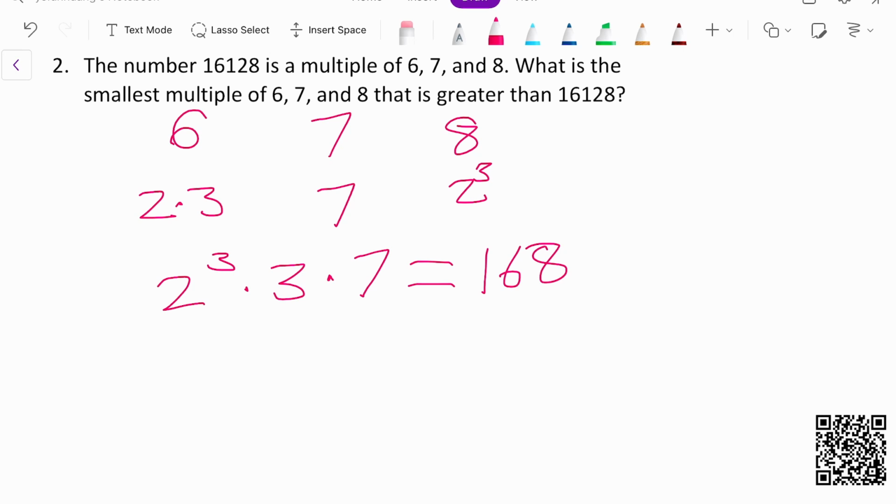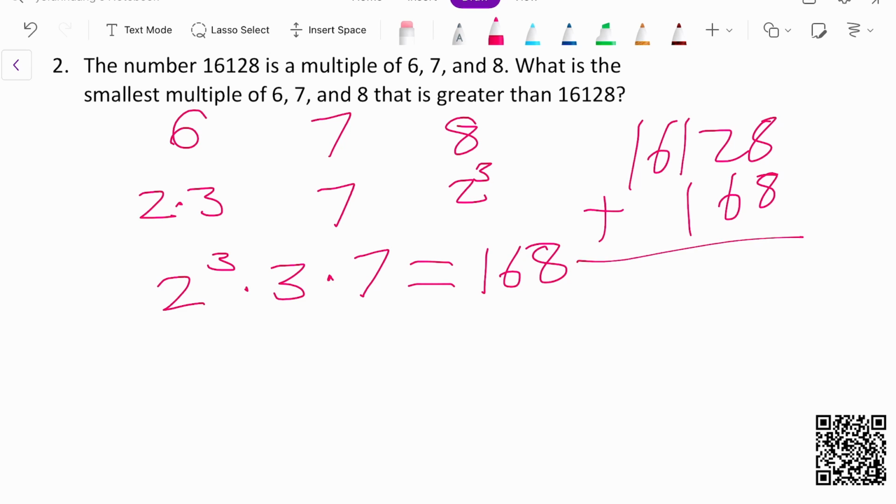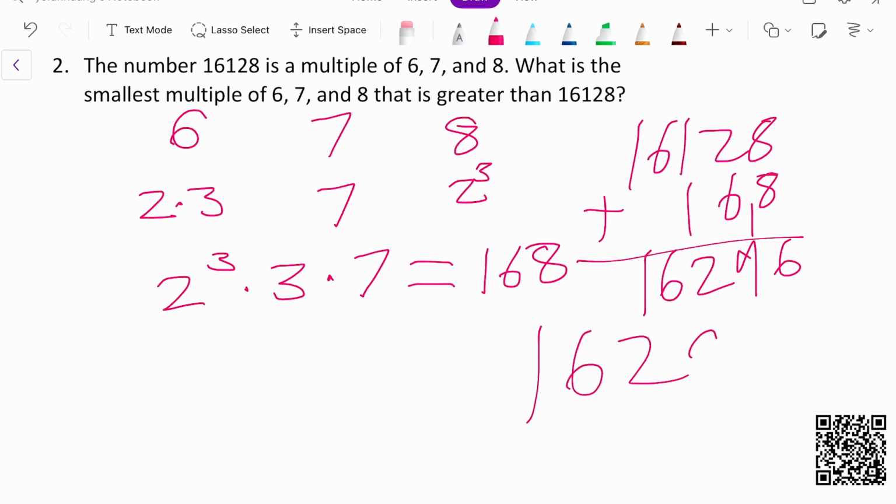So now you just add 168 onto 16128 to get your final number, because this is basically adding it onto the noon in the previous context. Except you don't have to convert it this time, which is nice. So the answer to this problem is 16296.